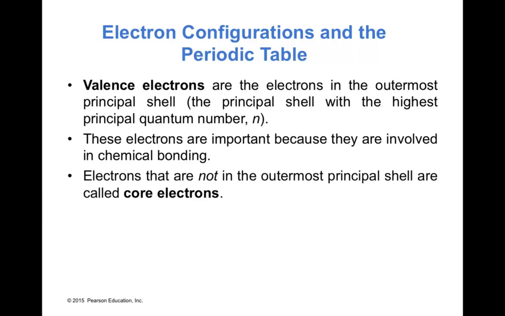The electrons that are not in the outermost principal shell are called the core electrons. So those electrons that are part of the core electrons are not involved in chemical bonding. The ones that are involved in chemical bonding are the valence electrons, or the electrons that are in the outermost principal shell.